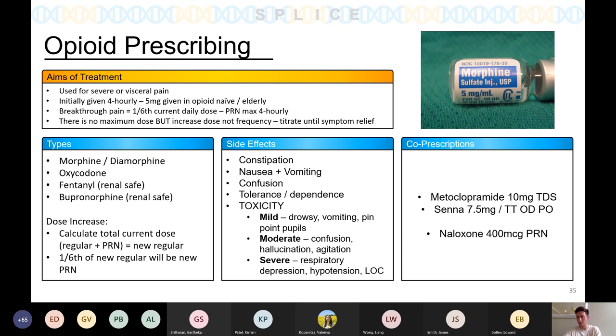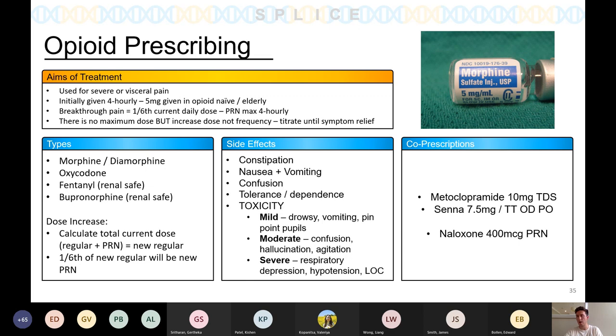Then also there's this bigger issue of opioid toxicity. It can occur particularly in the elderly or those who are opioid naive, meaning that they haven't received opioid treatment before. And the big issue here is that they can go into respiratory depression. So because of this, sometimes the patients might be prescribed naloxone in the PRN section so that it could be rapidly administered in the case of an overdose.